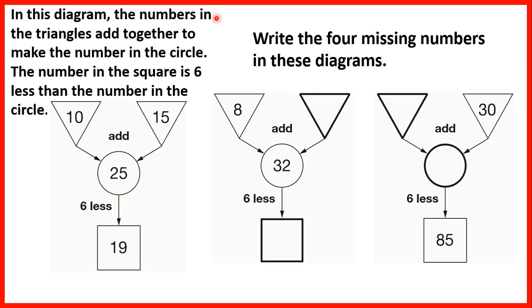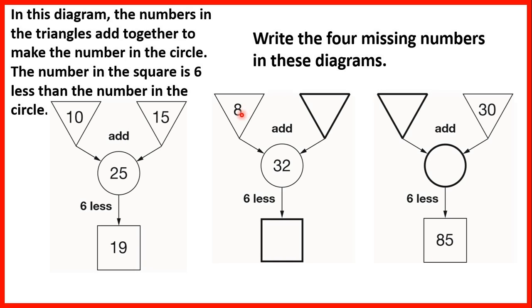In this diagram, the numbers in the triangles add together to make the number in the circle. The number in the square is 6 less than the number in the circle. So we can see that 10 plus 15 is 25, and 25 minus 6 is 19. And we need to write the 4 missing numbers in these diagrams.